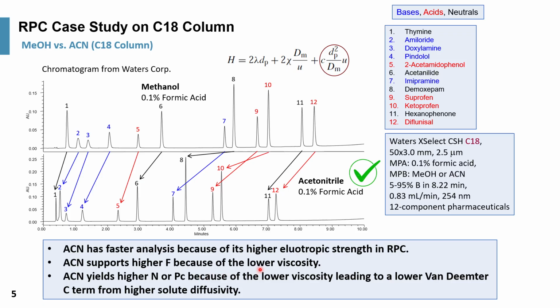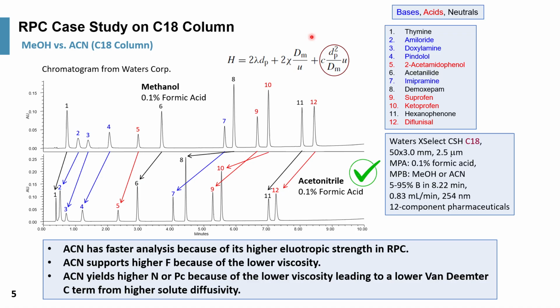Also, the lower viscosity of acetonitrile actually gives an advantage from the column's efficiency point of view. Typically, one finds that the efficiency under isocratic condition is roughly about 10% better in acetonitrile. That is because of the higher solute diffusivity in the mobile phase. This term D sub M is bigger for acetonitrile.